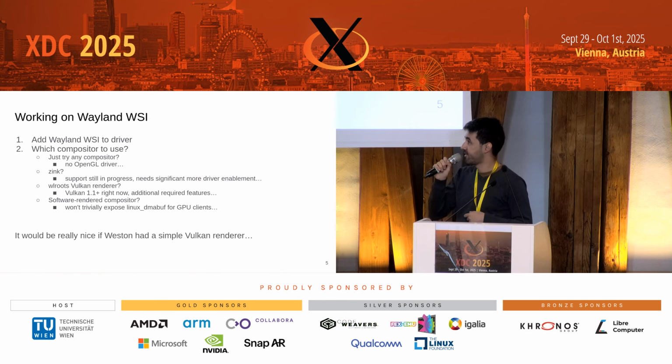So it would be really nice if Weston actually had a Vulkan renderer, which was simple, which didn't require a lot of extensions. Weston actually has a bunch of other debug features that you can use. You can do things like off-screen and some other nice debugging feedback or something like that. So how hard could that be? I heard this many times during the conference. How hard could it be?